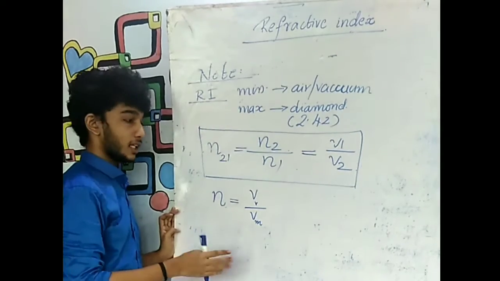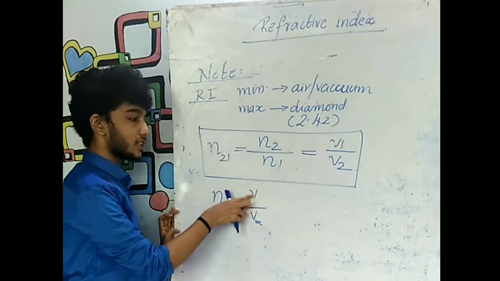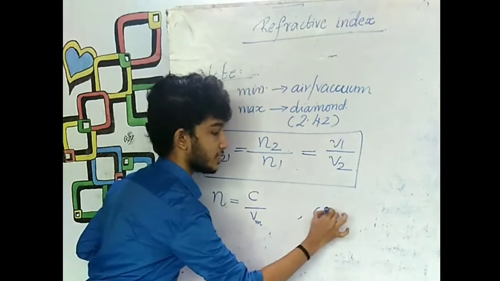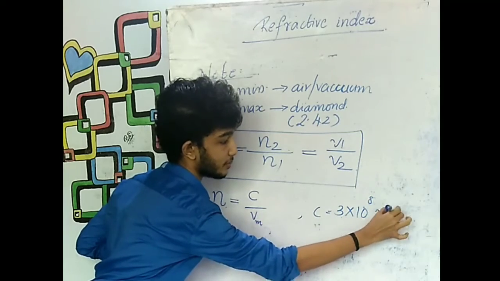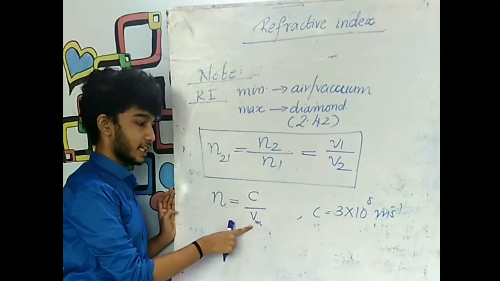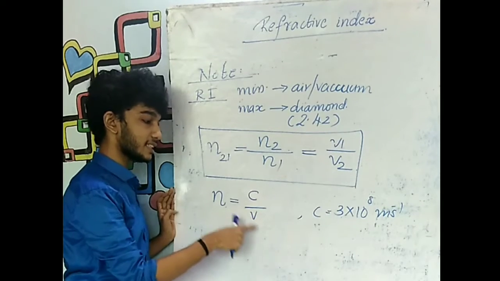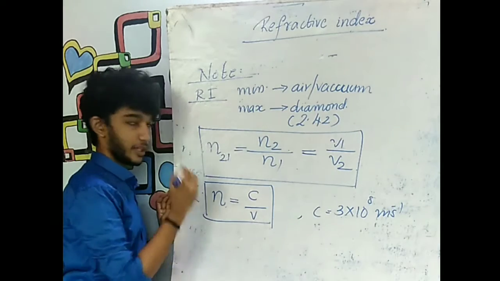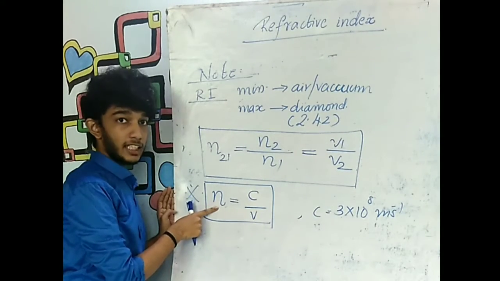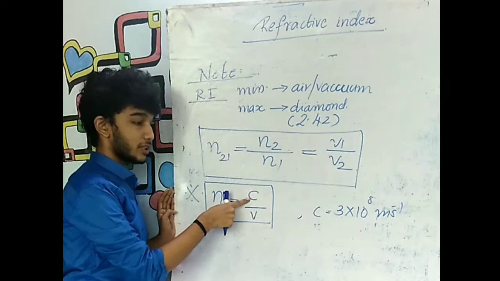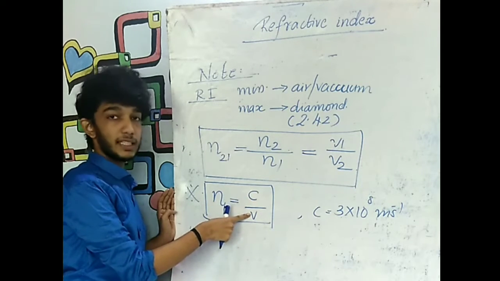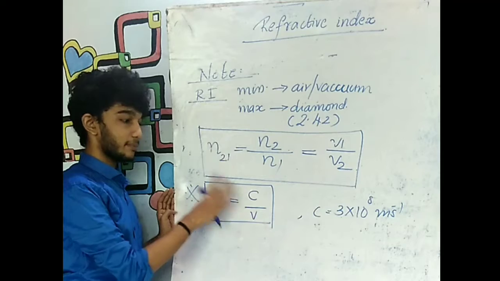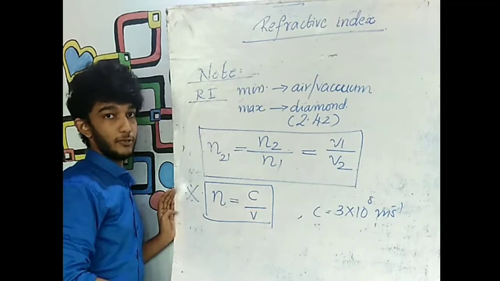Am I right? So what is the speed of light in vacuum? 3 into 10 raised to 8. Let me denote that as c, where c is equal to 3 into 10 raised to 8 meter per second. And the velocity of light in that medium, let me remove the suffix and write simply v. n equal to c by v. This is a very important equation. n is equal to c by v. The refractive index of a medium is equal to the speed of light in vacuum or air divided by the speed of light in that very medium. So here they are inversely proportional. This is an important relation connecting n, c and v.